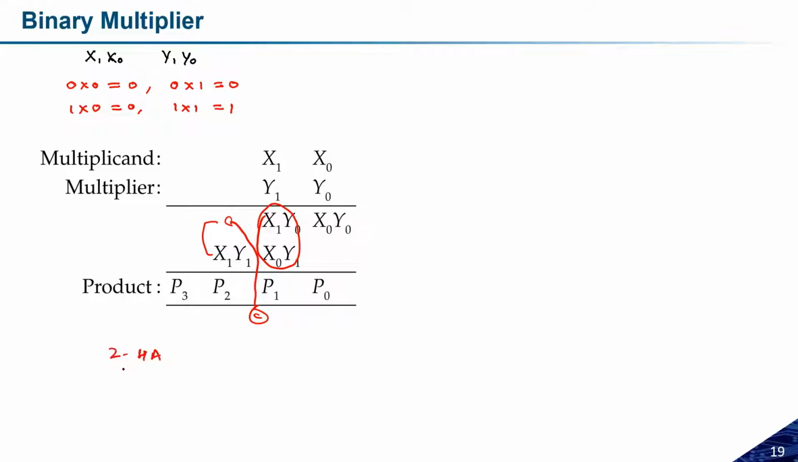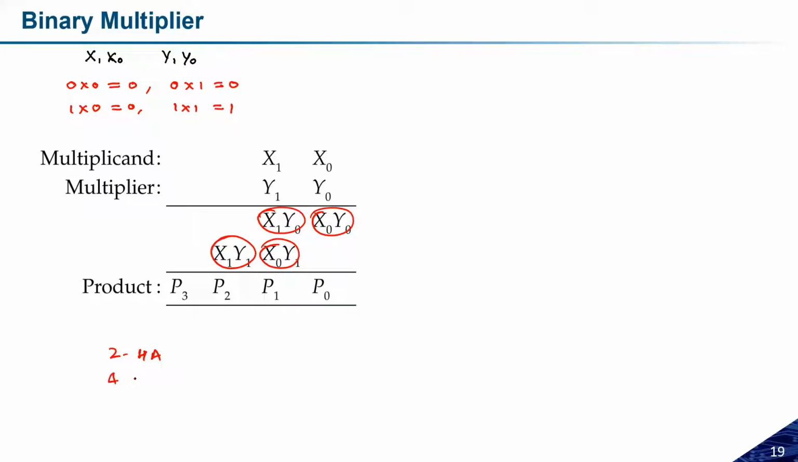What other logic gates are needed? Can anyone tell me? Two half adders, that is fine. AND gates. How many AND gates? Four AND gates. Perfect. 1, 2, 3, and 4. So 4 AND gates will be needed for this purpose.